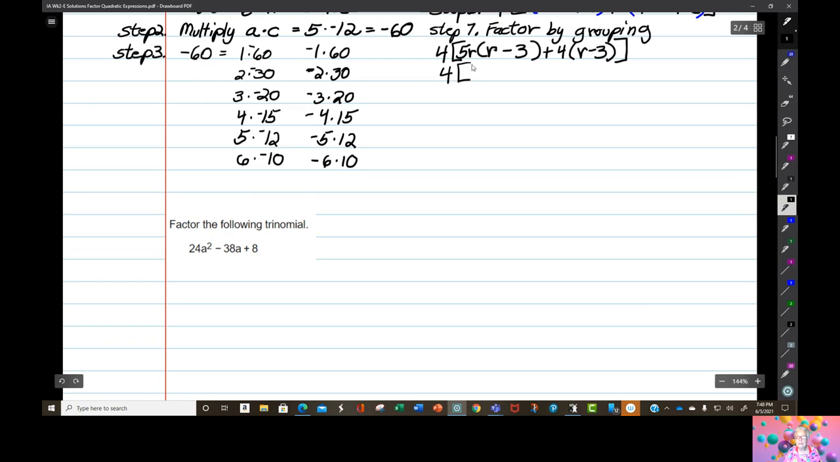4 bracket. If I look at this term, because everything is multiplied, 5r times this set of parentheses, r and minus 3 are grouped into one thing by the parentheses. And then 4 times r minus 3 is another term. Both of these terms, separated by a plus sign, contain r minus 3. That is going to be the GCF of what's in the brackets. So I write it down like this, in blue: r minus 3 times the leftovers 5r plus.